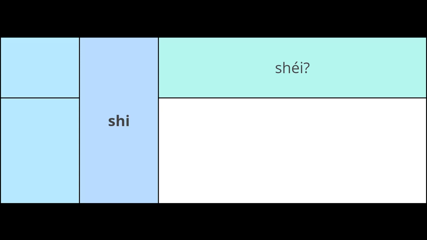Okay, so remember the pronoun 你. And we say 你是谁? Remember, 是 is going to have that neutral tone. It won't fall. 你是谁? And that means, who are you?